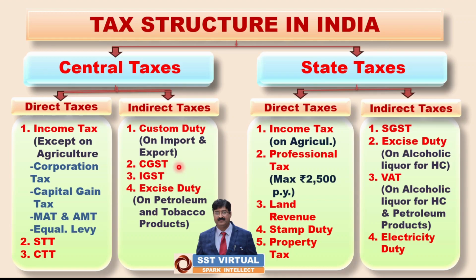IGST is levied on the interstate supply. Interstate supply means, suppose goods are transferred from UP to MP, then IGST will be levied.